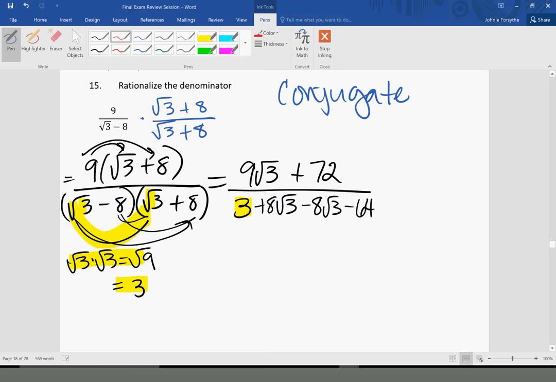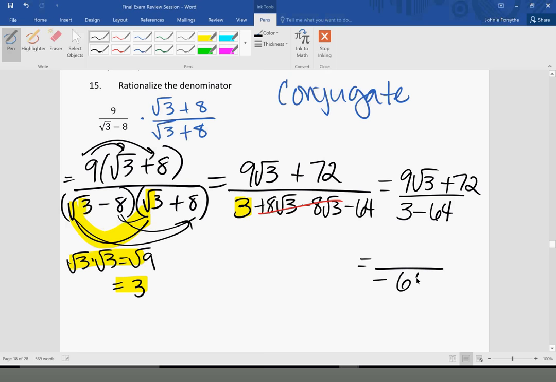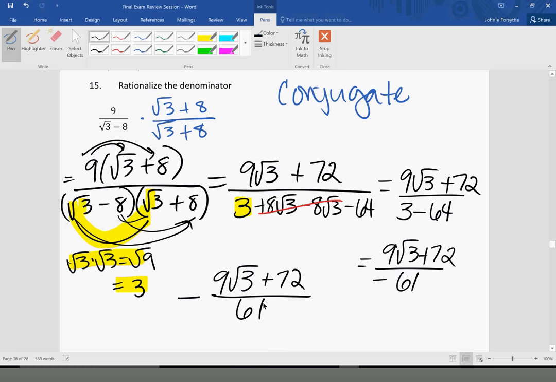Okay, in the denominator, 8 root 3 minus 8 root 3 cancels out. And all I have left in the denominator is 3 minus 64. At the top, it's 9 root 3 plus 72. And then now we need to do 3 minus 64, which is negative 61. So we have 9 root 3 plus 72 over negative 61. You can also write that as negative 9 root 3 plus 72 over 61. And that's your final answer.